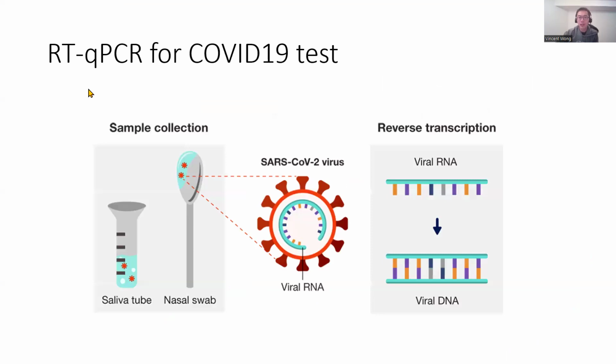Let's talk about the PCR for COVID tests. The kind of PCR that you do in COVID tests is a special kind of PCR. It's called RT-qPCR. RT stands for reverse transcription, or reverse transcriptase, the enzyme. And Q stands for quantitative PCR.